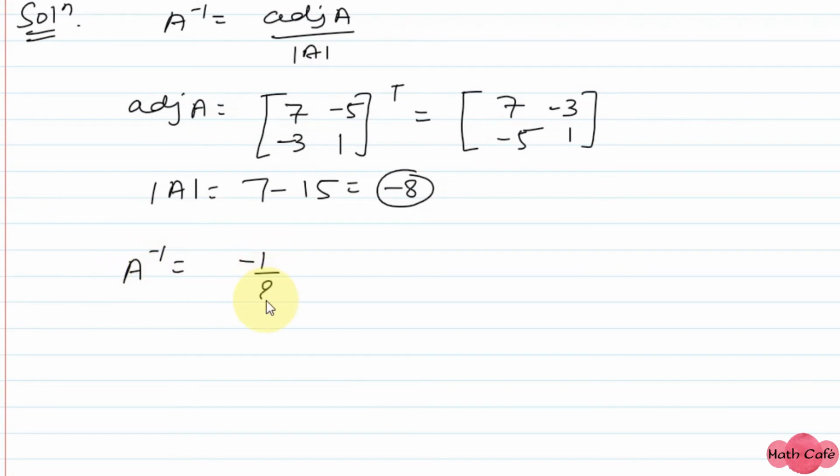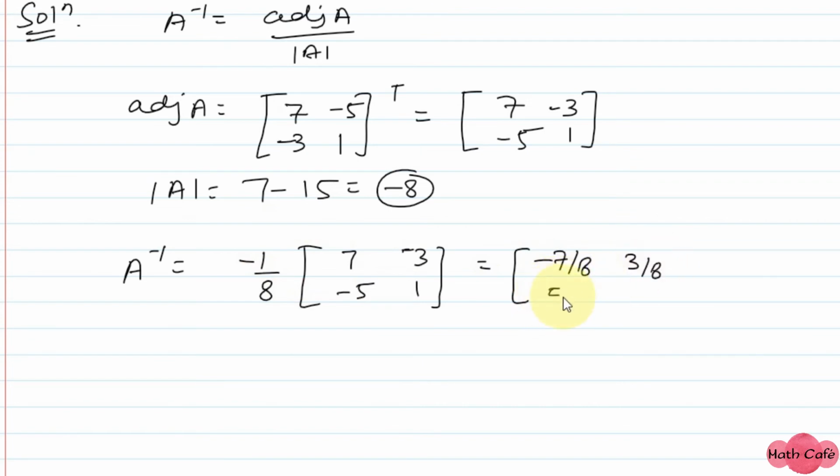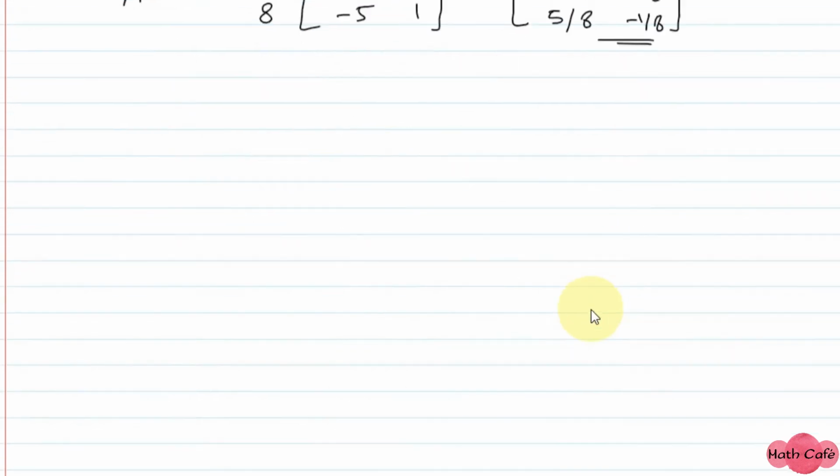So -1 by 8 will be multiplied by 7, -5, -3 and 1. So finally, I can multiply -1 by 8 with each of the terms. So we get -7 by 8, 3 by 8, 5 by 8, -1 by 8. So this is our final answer. Let's move to another example.